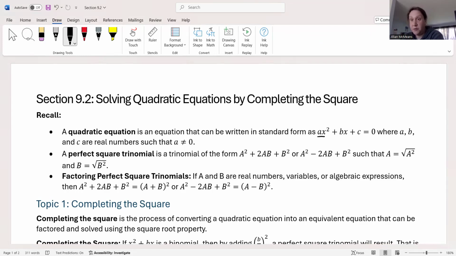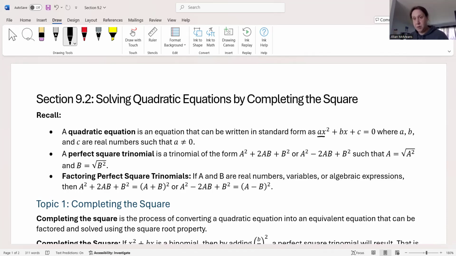There's something called a perfect square trinomial, and it is the heart and soul of completing the square, okay? So a perfect square trinomial is a trinomial of the form a squared plus 2ab plus b squared, or a squared minus 2ab plus b squared, such that a is the square root of a squared and b is the square root of b squared. So the terms of the trinomial have to fit a very particular pattern. The first and last terms have to be perfect squares, okay? So that's the start. First and last terms must be perfect squares.